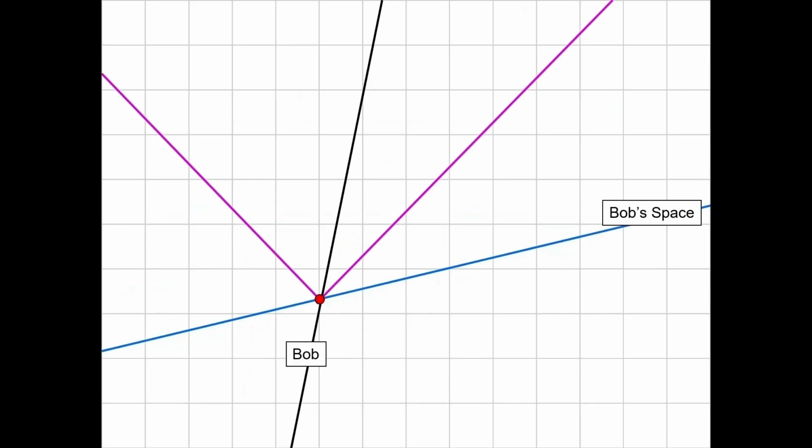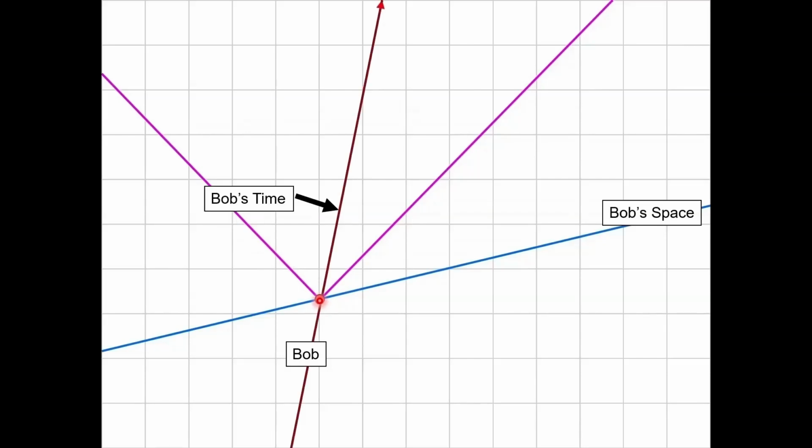Now let's notice a feature of information tracks. So here we have Bob, and here we have Bob's space at a certain point of time. And these are the 2 information tracks of our model that exist and go through this point of time on Bob's world line.